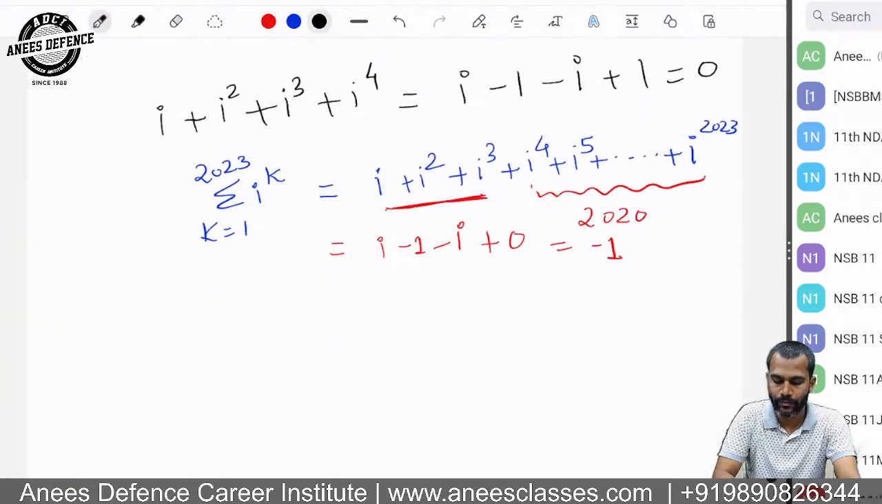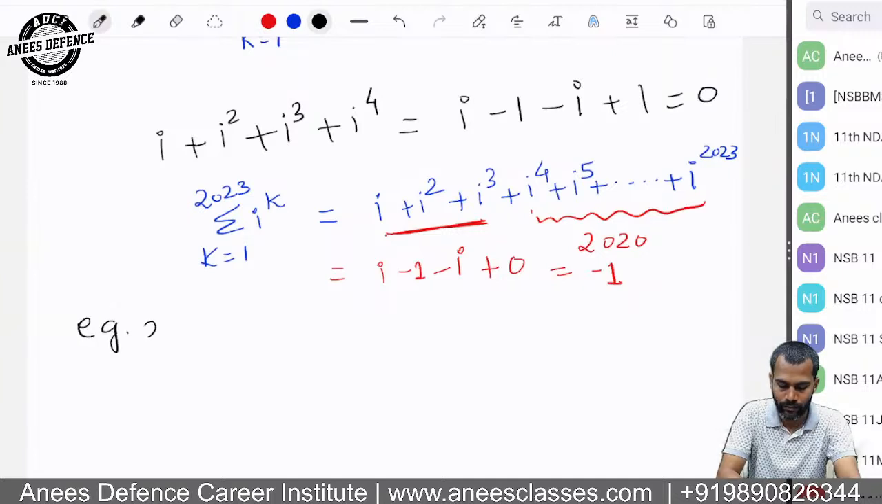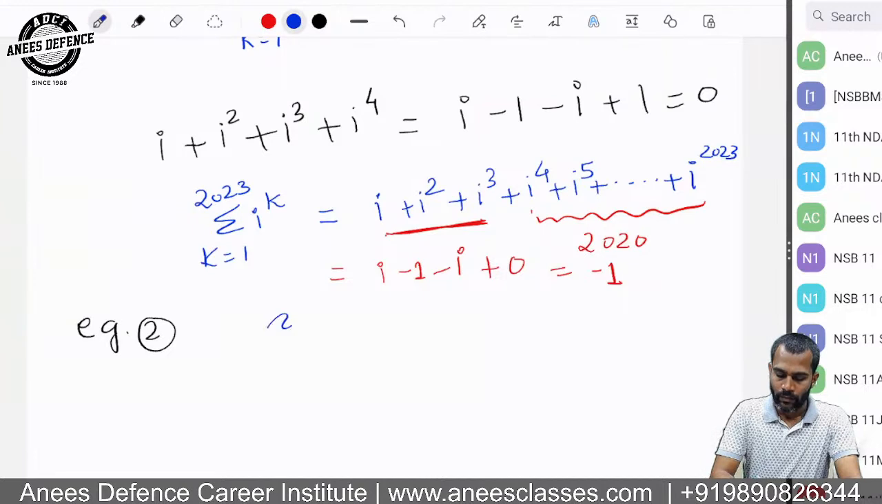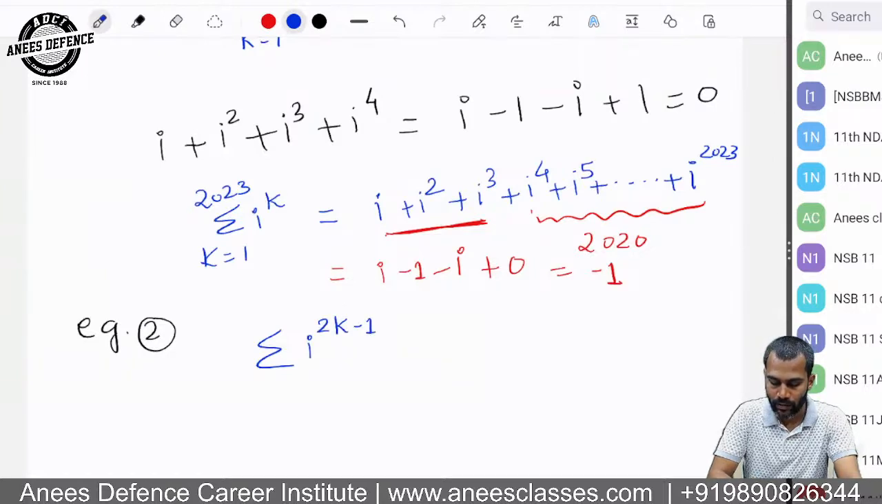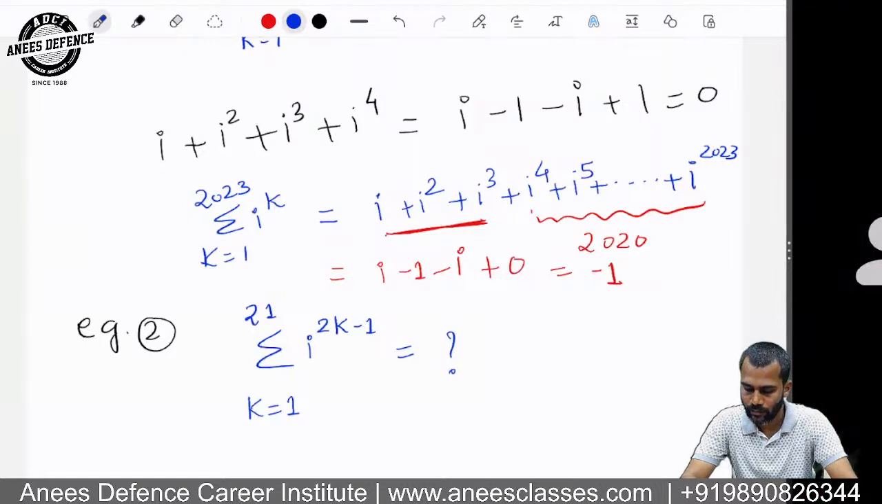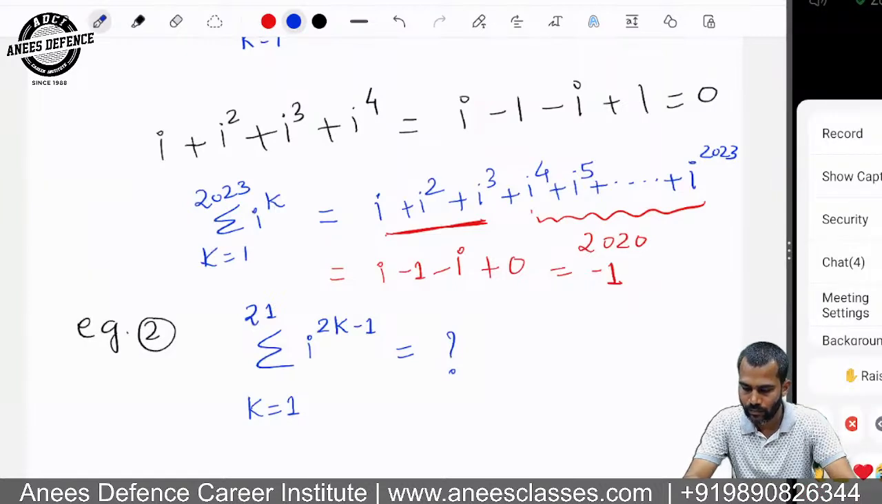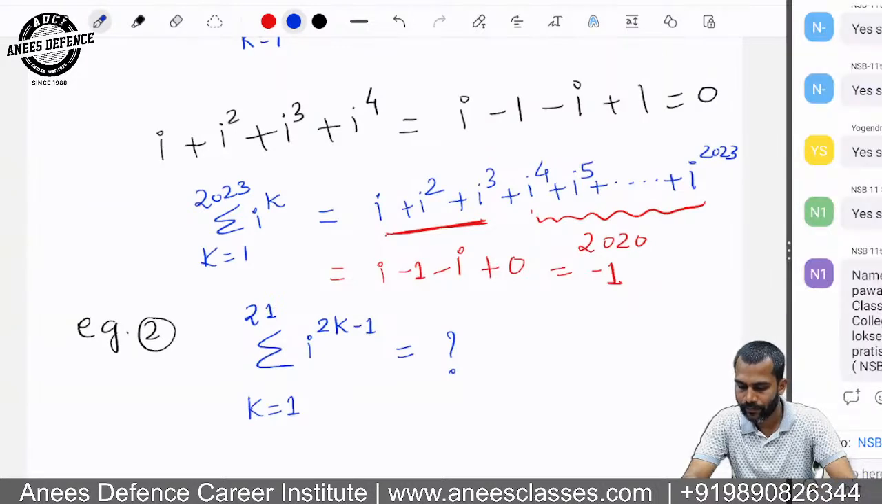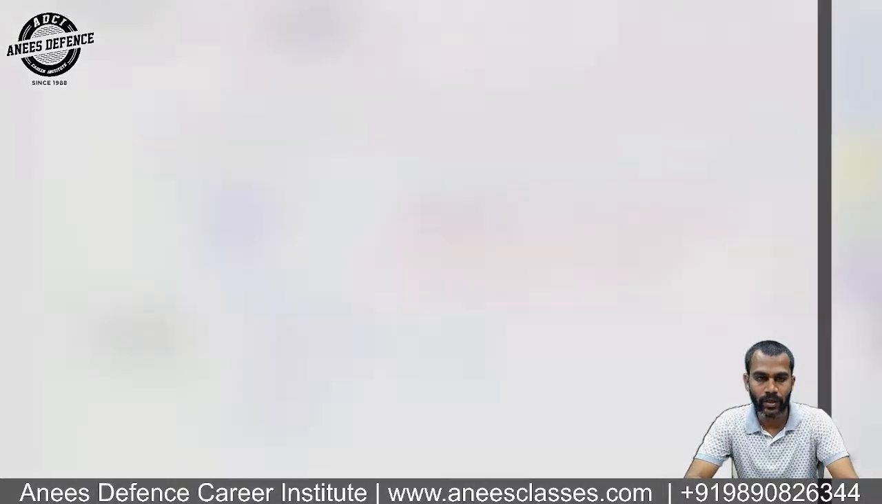Okay. Example number 2. Summation of iota to the power 2k minus 1, where k goes from 1 to 21. Please try to solve it. Very easy.